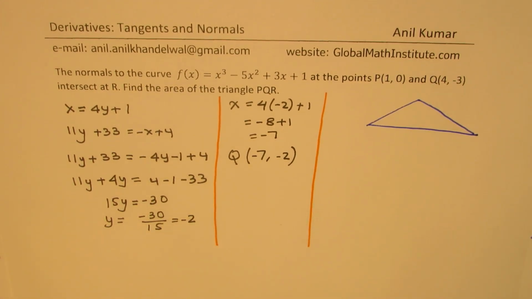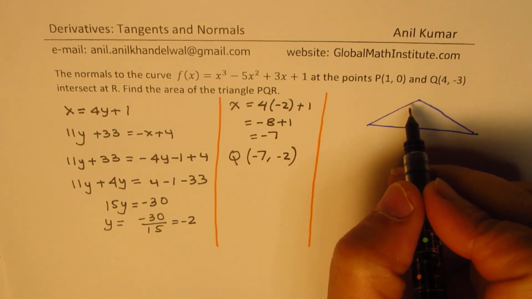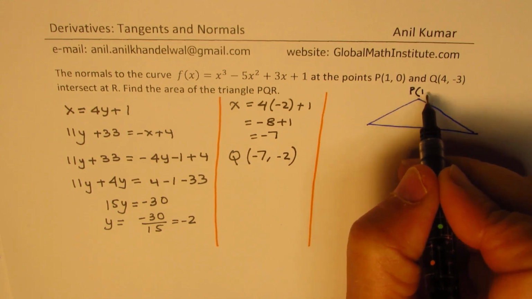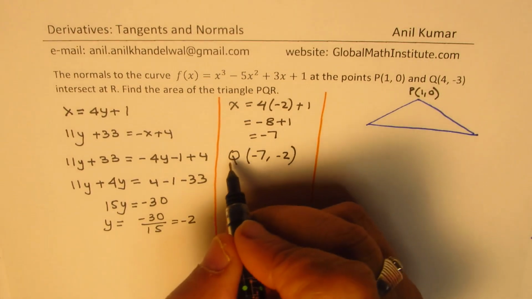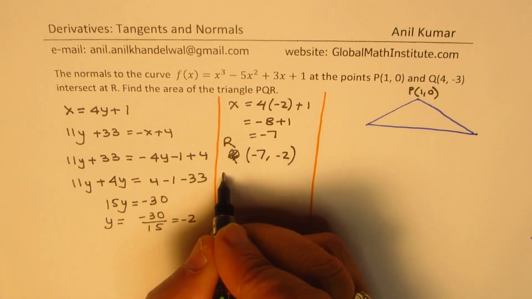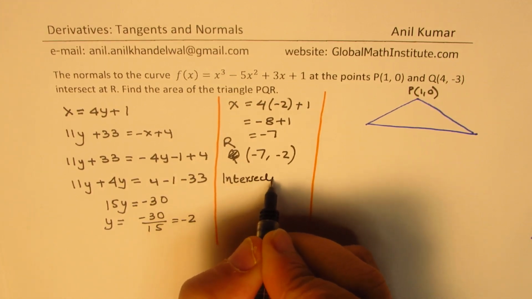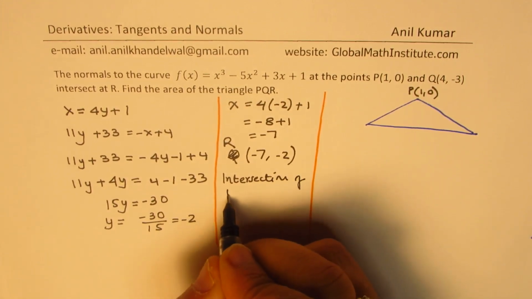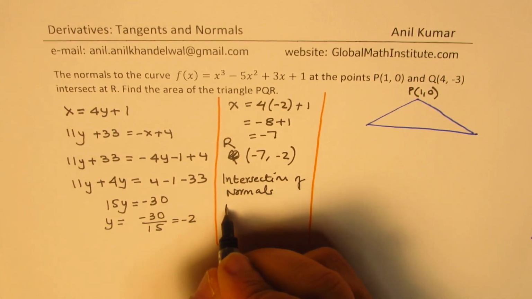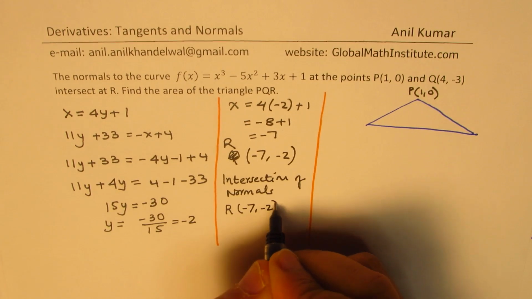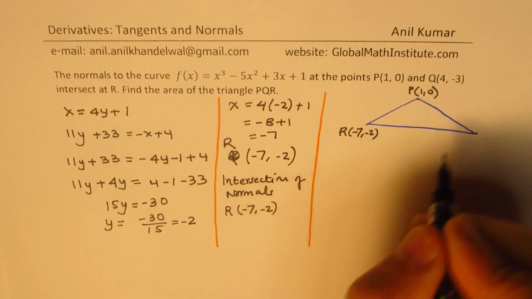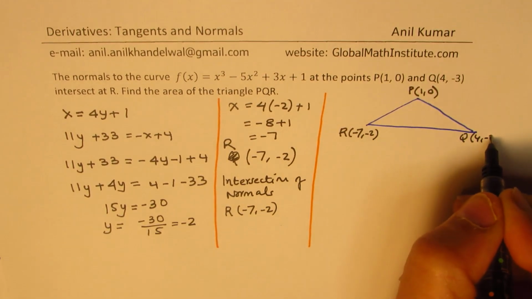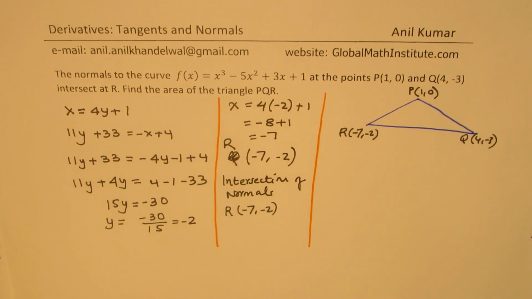Right. So the points P, Q, R can be written as: this point is P, which is, let us say, (1, 0). And then we have (-7, -2), no, this is the intersection point, I'm sorry, R. So R, the intersection of normals, is (-7, -2). Correct? So this is R for us, which is (-7, -2). And that is Q, which is (4, -3). Okay. So we need to find now the area of this triangle.